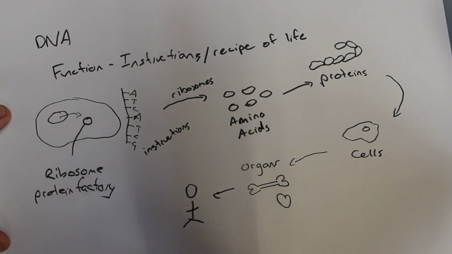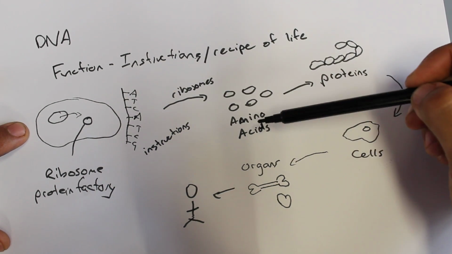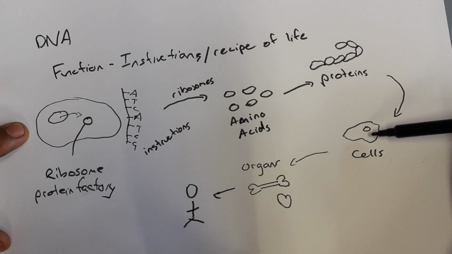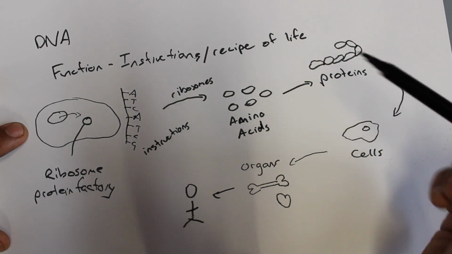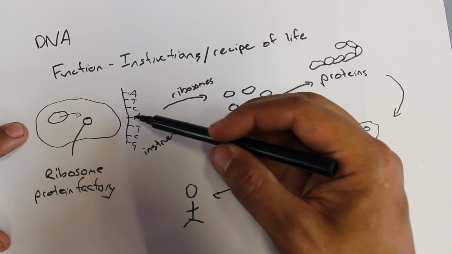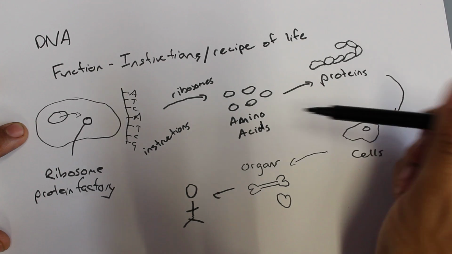So, the job of DNA is to have the correct instructions so that the ribosomes can collect the right amino acids, create new proteins, which then make the cells, put together to make the organs and to make you. That is the job of DNA. The job of DNA is to make sure that the right instructions are being made, are being followed.